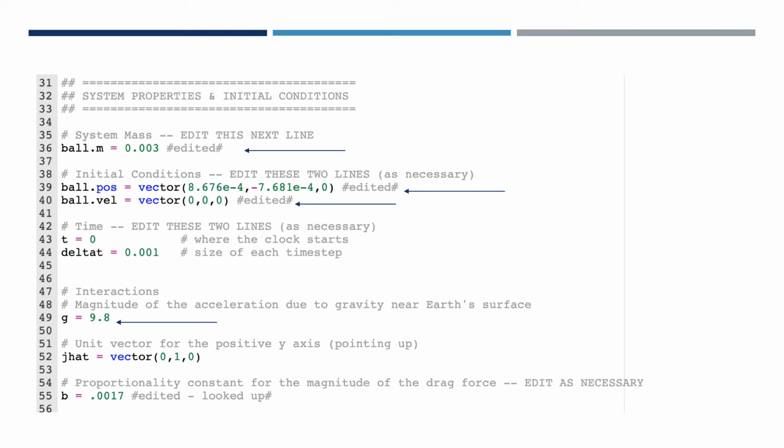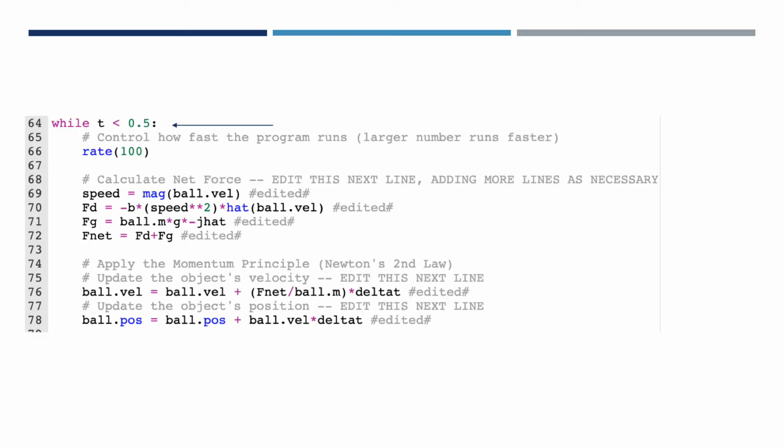The magnitude of the acceleration due to gravity was established. The j-hat unit vector was also established in the positive y direction in order to match the predetermined coordinate axes. The proportionality constant of drag was determined. However, when only analyzing the motion of the object due to gravity, this was set to 0. The while loop was edited to run only through the final time of data collection.